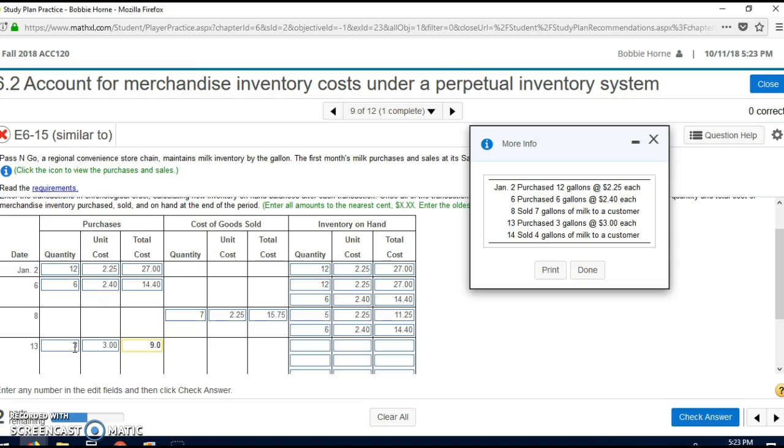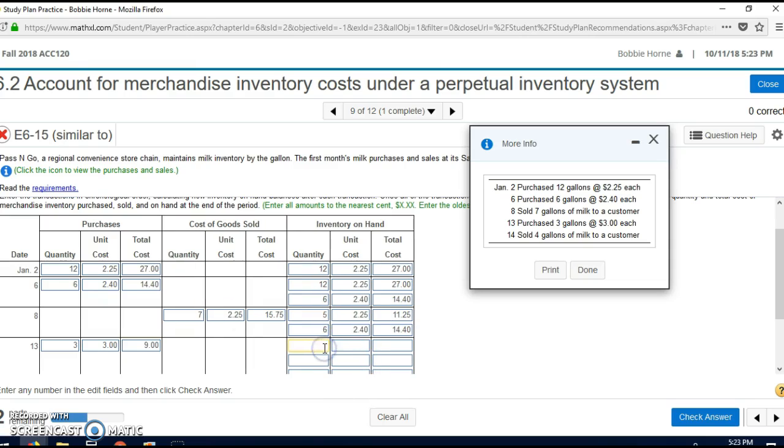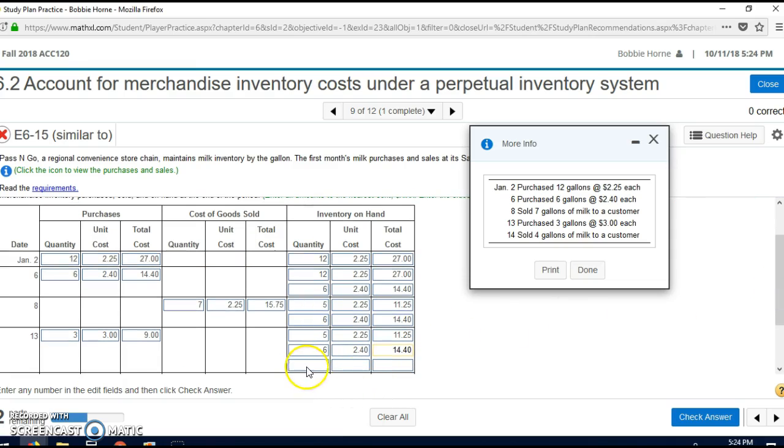Now on the 13th we purchased 3 gallons of milk at $3, so the total cost would be $9. So now we have the 5 units from above at $2.25, and then 6 units at $2.40 each for a total cost of $14.40. So we have 3 layers, and we also have the 3 at $3, which is $9.